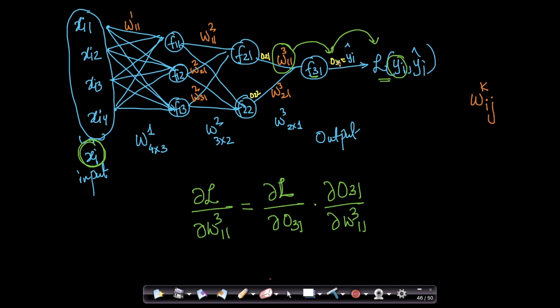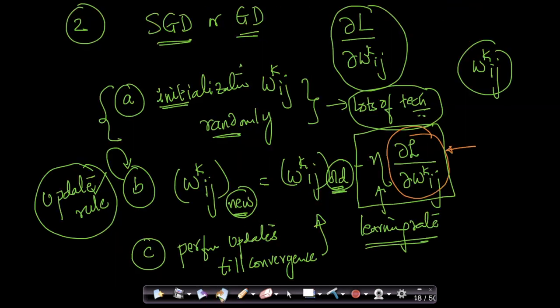Because O31, look at these two hops. This hop is represented by this one. So let's call it hop 1. This hop 1 is represented by this. This hop 2 here is represented by this. In hop 1, O31 impacts your loss function. That's why you're computing the derivative of your L with respect to O31, your output 31. Now O31 is also impacted by W311. So that's why I write the derivative of O31 with respect to W311. Very simple. Okay, so let's write it on a fresh page.